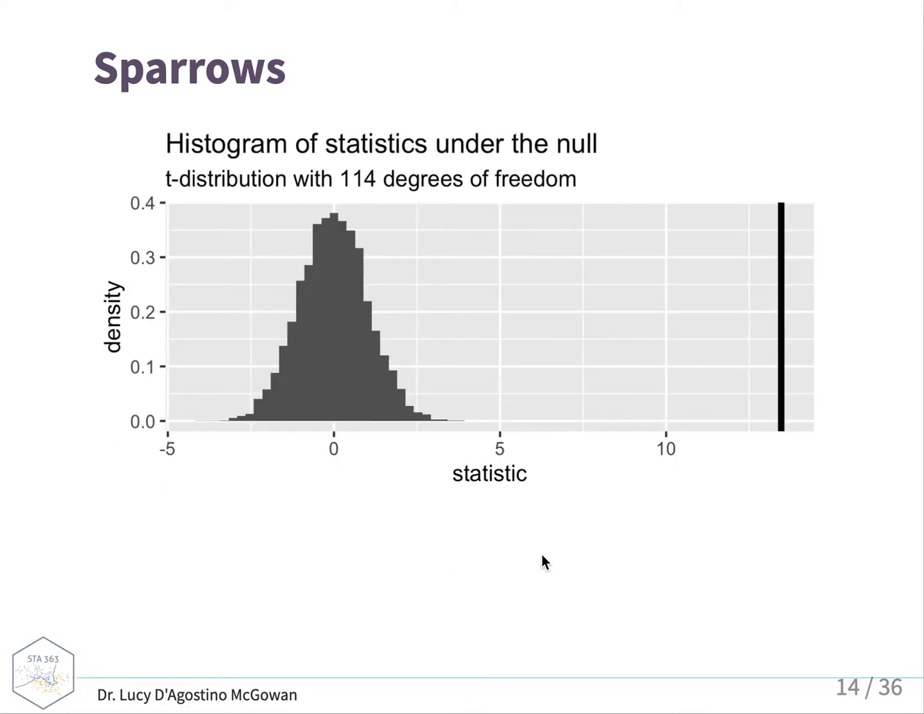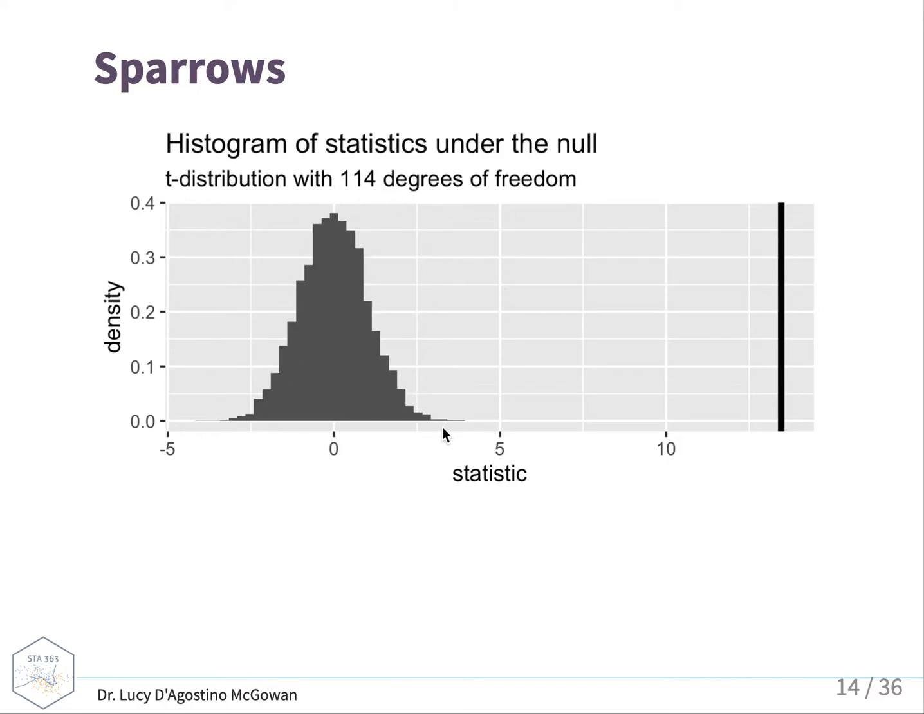So I've redrawn this here as a histogram of statistics under the null, a t-distribution now with 114 degrees of freedom. Why is it 114 degrees of freedom? That's because I'm using the Sparrows data, and if you recall, in the Sparrows data set, I have 116 observations. We use a t-distribution with n minus 2 degrees of freedom because we have one predictor, and it's n minus p minus 1. Because we have 116 observations, if we take away 2, we end up with 114 degrees of freedom.